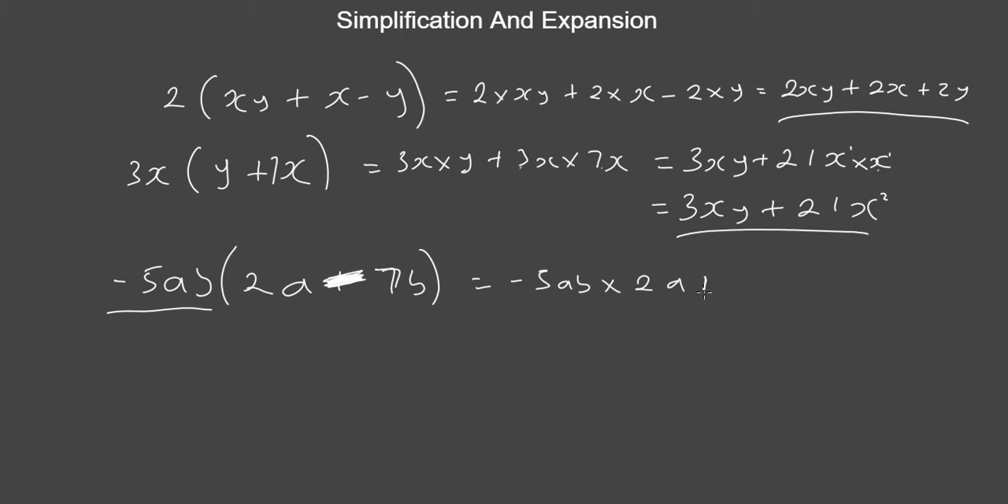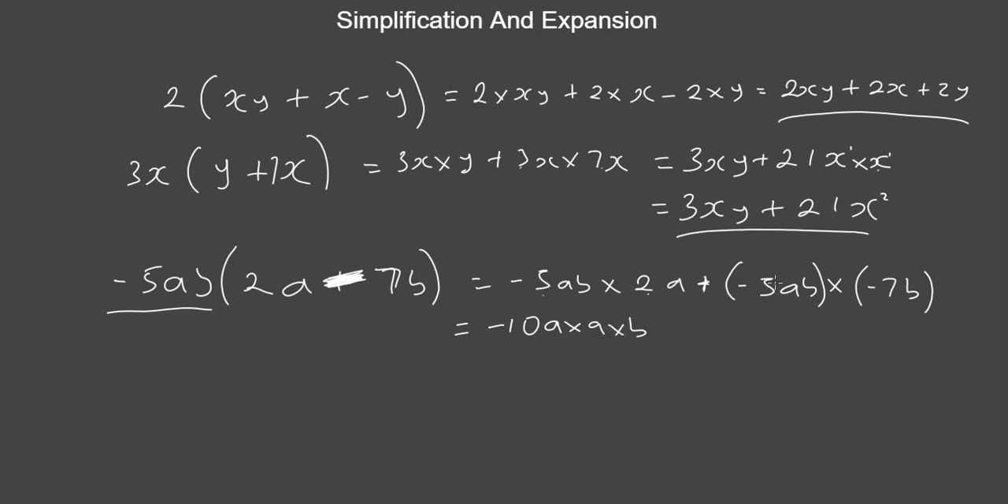You can put a plus here, then say minus 5ab times minus 7b. I'm putting this bracket to make it clear when we do our multiplication. So what do you do here? You just take this coefficient and you multiply minus 5 times 2. That gives you minus 10. Then ab times a becomes a times a times b. I'm going to simplify further shortly.